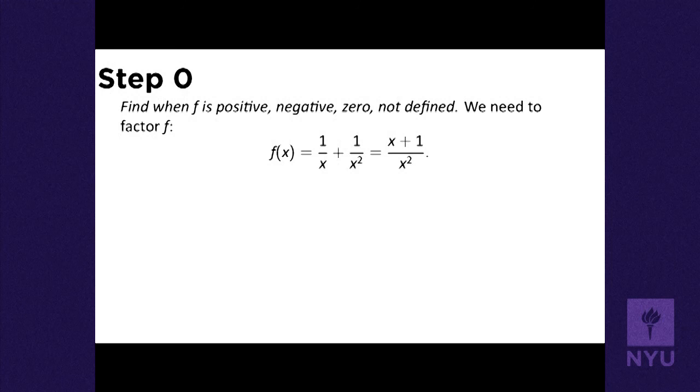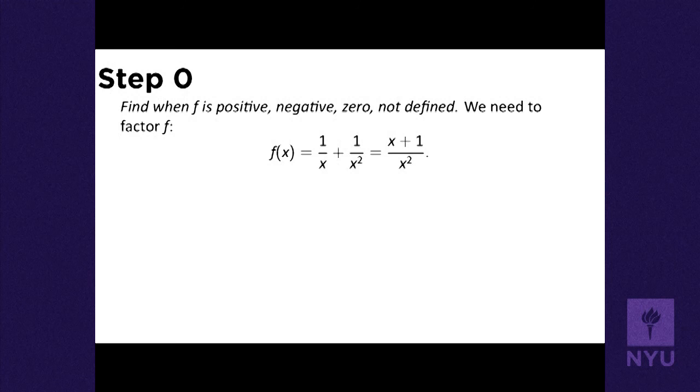Now, if you want to get a common denominator, you can do that and write it as x over x squared plus 1 over x squared, or x plus 1 over x squared. And that's easy to see that you have a vertical asymptote when x is 0. Okay, when is it equal to 0? Well, writing it in this form, x plus 1 over x squared, lets you know that when x is minus 1, f of x is 0. 1 over minus 1 plus 1 over minus 1 squared is, in fact, 0.